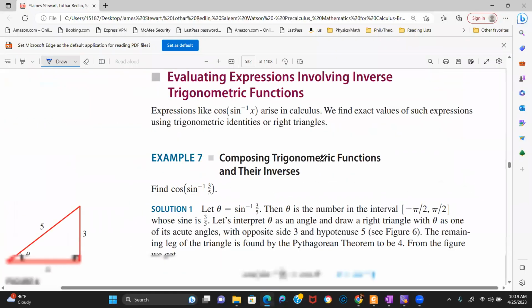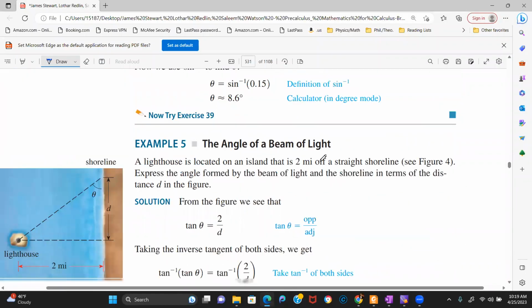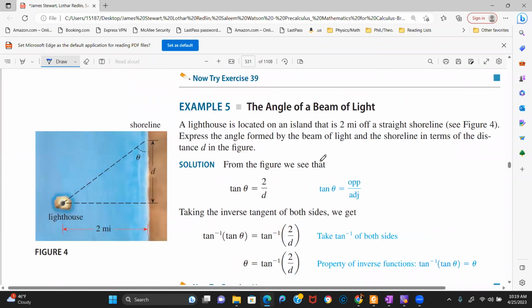All right, well, let's just do this one. This probably isn't that hard to do. We have a lighthouse located on an island that is 2 miles off. So this length right here is 2 miles. We have some hypotenuse that we don't know. And this lighthouse forms this angle between these points, and it's some length D. We don't know what it is, but it's just some length D.